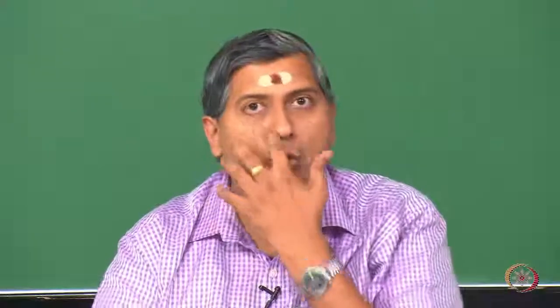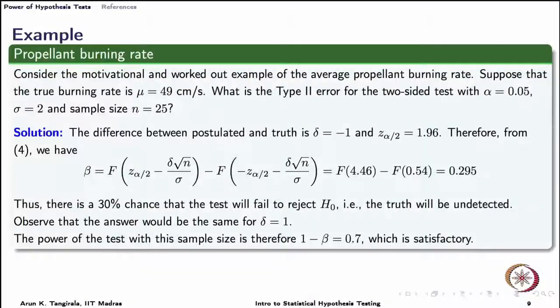So, delta in this case is -1. Delta is the truth minus the postulated value, 49 minus 50, and alpha as usual is 0.05, and let us assume that we are looking at the probability of type 2 error. The question asks for the probability of type 2 error for the two-sided test. That also has to be specified. We know that for the two-sided test we look at Z alpha by 2, and alpha is 0.05 implies Z alpha by 2 is 1.96. Therefore, from the expression for beta we can calculate beta to be 0.295.